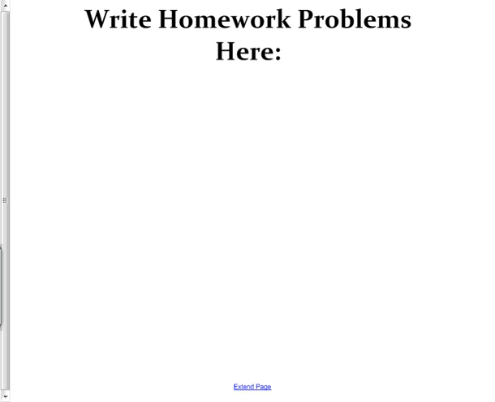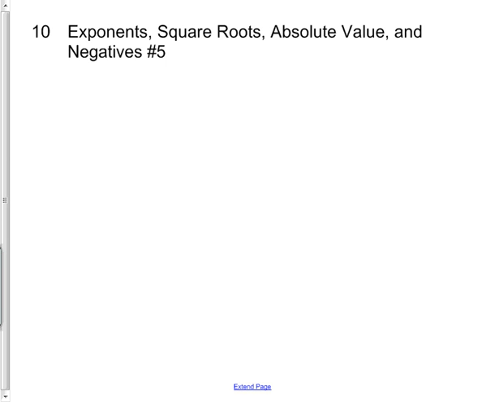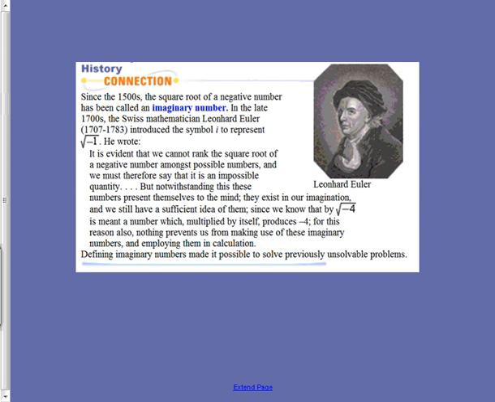Okay, so let's talk about the history of i. Since the 1500s, that's a long time ago, the square root of a negative number has been called an imaginary number. In the late 1700s, the Swiss mathematician Leonhard Euler first introduced the symbol i to represent the square root of -1. So he's the guy you can blame for this.